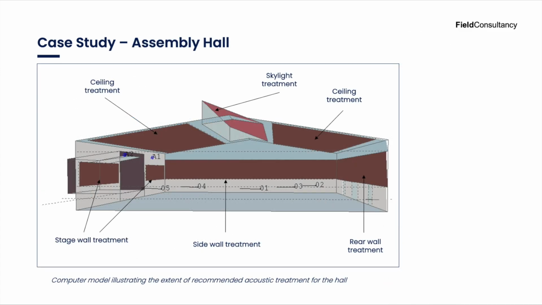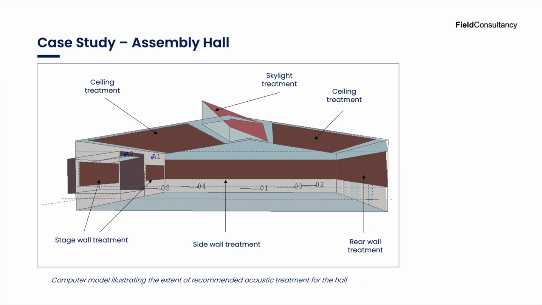Let's look at the case study of an assembly hall. In this case, what I'm showing here is a 3D acoustic model of an assembly hall that has been converted from a basketball hall into a general assembly space. It had some interesting architectural features, including a skylight in the center of the space at ceiling level, a pitched roof, and also hard floors and hard walls.